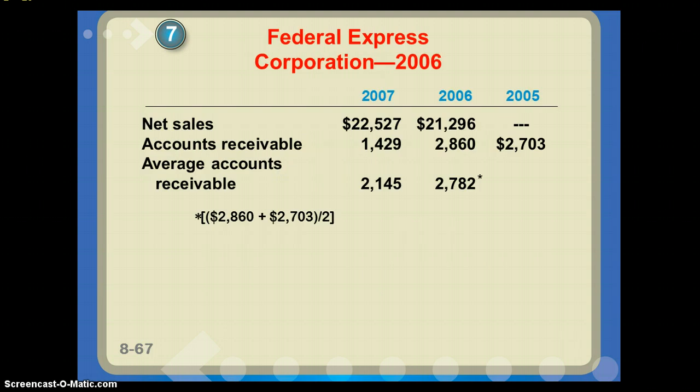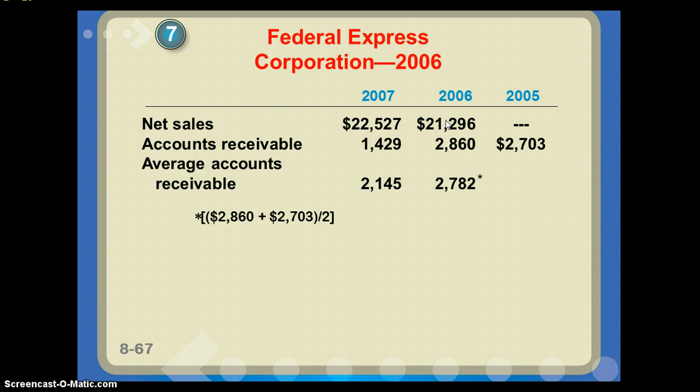So if we take a look at our example here of Federal Express Corporation, we're looking at 2006. So it does give us information from the previous year and for the next year. We want to calculate accounts receivable turnover for 2006. So we have to figure out the net sales for 2006, which we can see are $21,296. Accounts receivable turnover is net sales divided by the average accounts receivable.